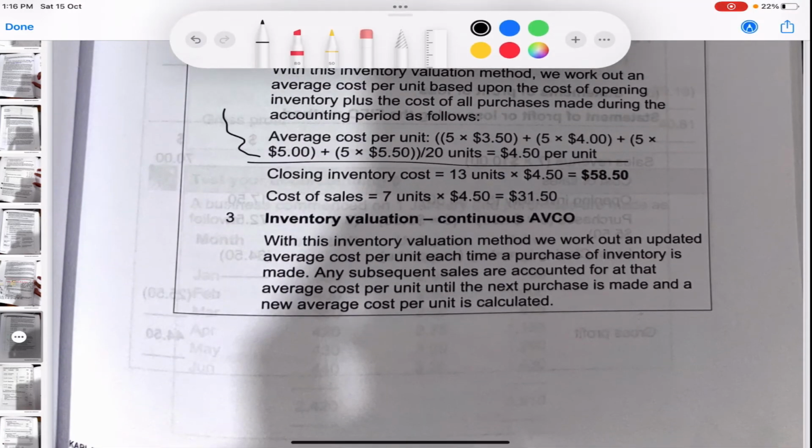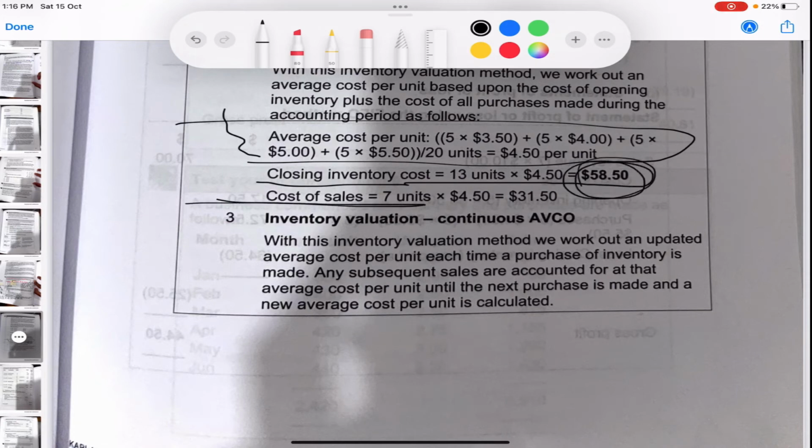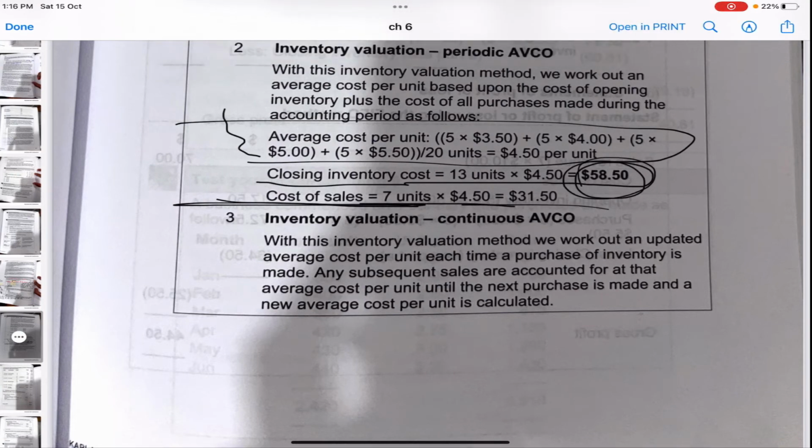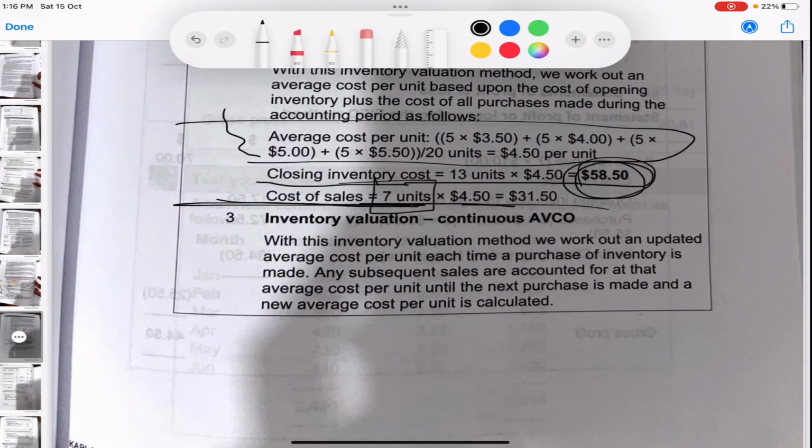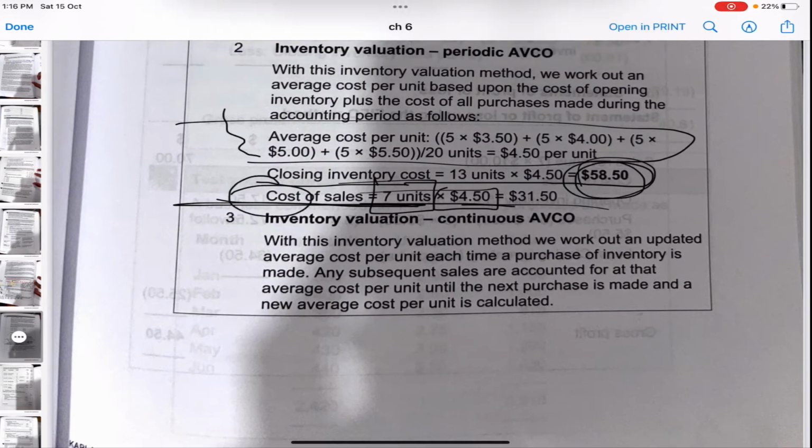Average cost per unit. This is what we did. Closing inventory cost. Yeah, 58.50. We got that. Cost of sales would be 7 into. Okay, what is the cost of sales? You have the number of units which are sold and you have the cost of 1 unit. So the total cost would be quantity multiplied by price. This is what we have discussed in a more easier format. Again, I'm repeating, if you're not going to write this, then you will not be able to understand anything I'm saying.